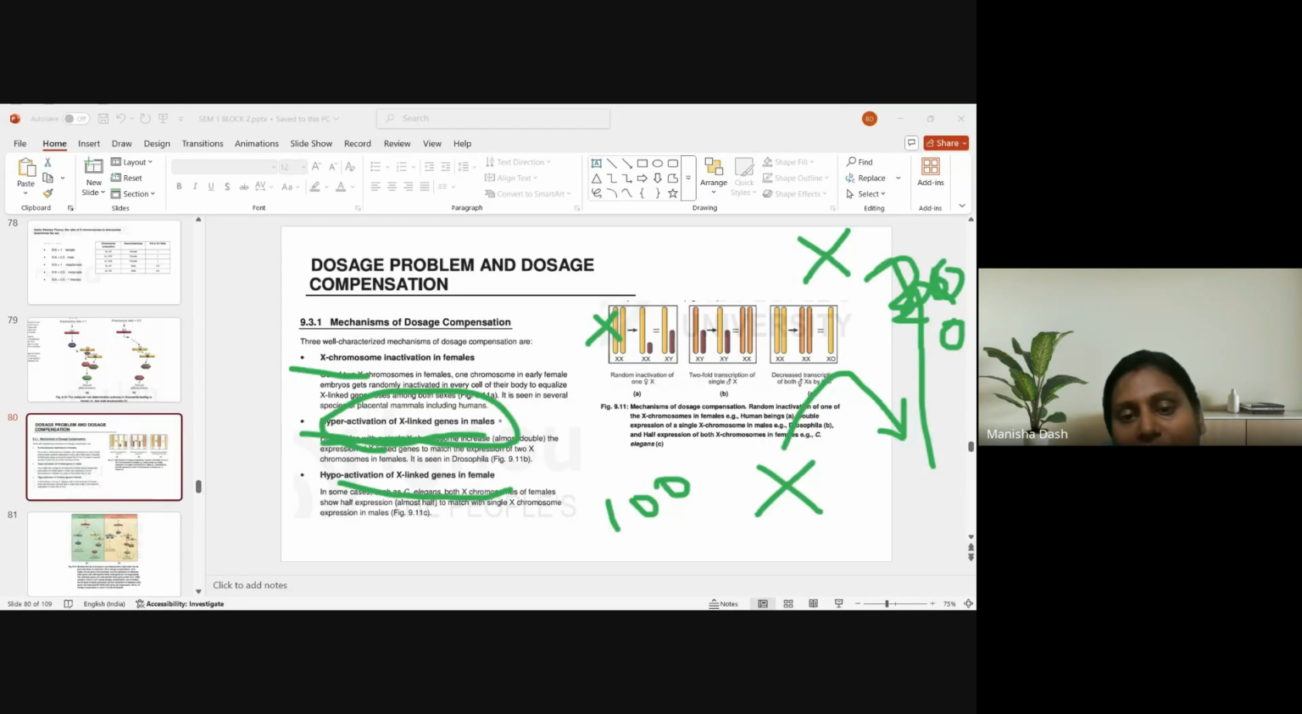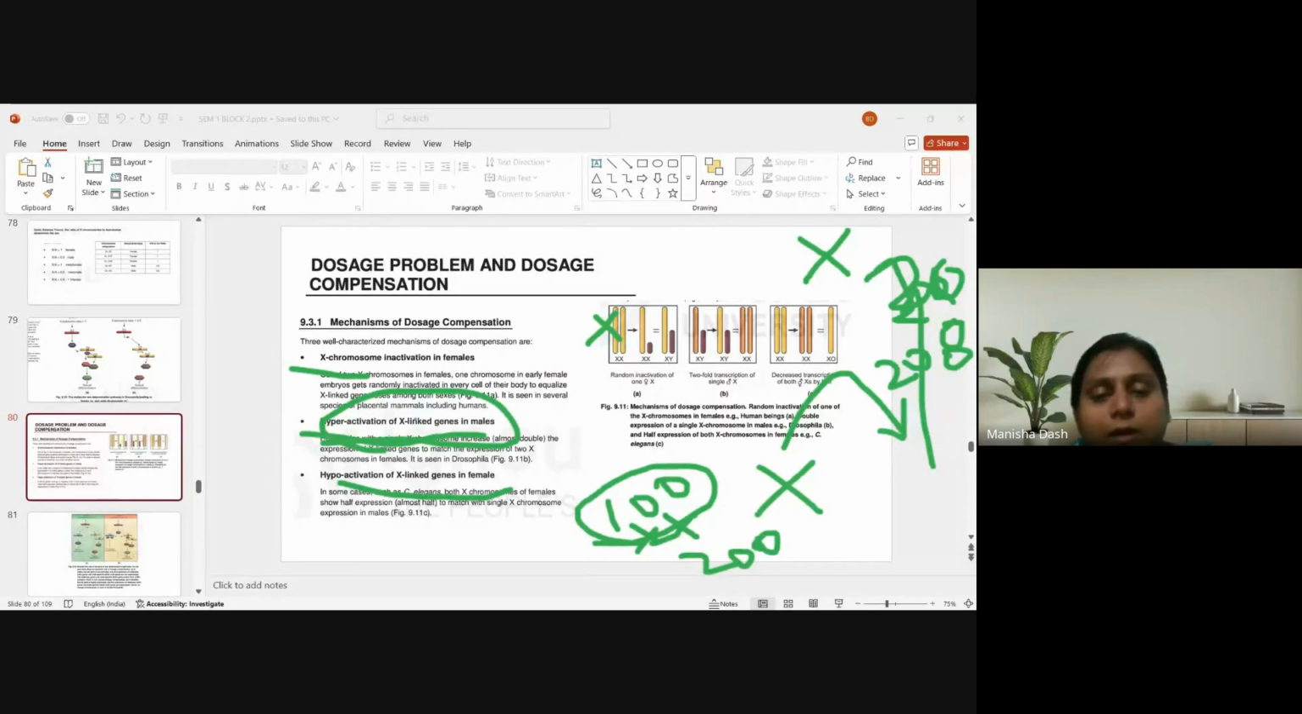It means whatever X genes are present, they should be expressed in greater amount to match the expression of the genes present on the X chromosomes of the other sex. Like if there are two X chromosomes in one individual and together they express 200 copies of the gene, the single male X chromosome alone can produce 200 copies of the gene to match the expression level of the female. So this is hyper.